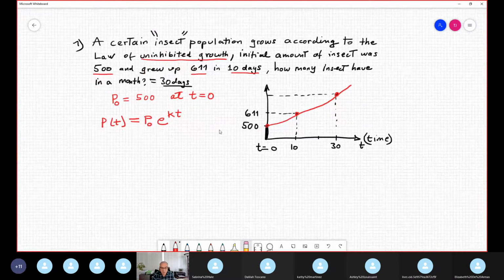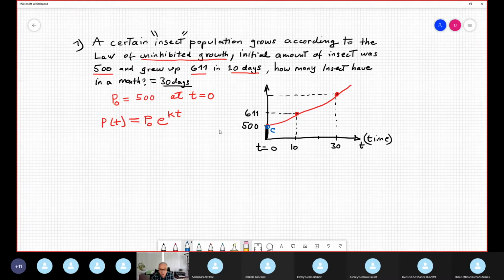Okay, so at the beginning we have 500 insects. So we have a condition. Let me call that condition 0. We have another condition, which is condition 1, in which we have the time and the number of insects, which is 611. And we have condition 2, in which you have the time, which is 30 days, but you don't know the amount of insects.